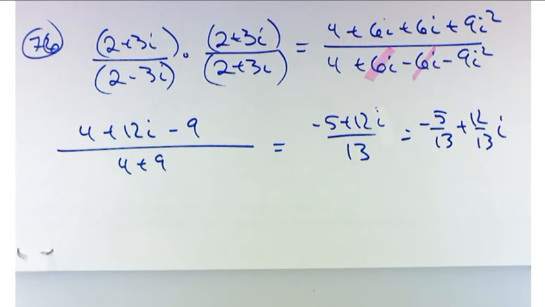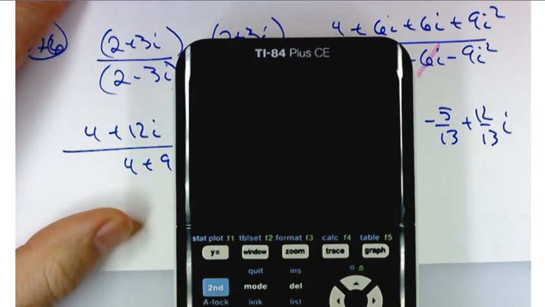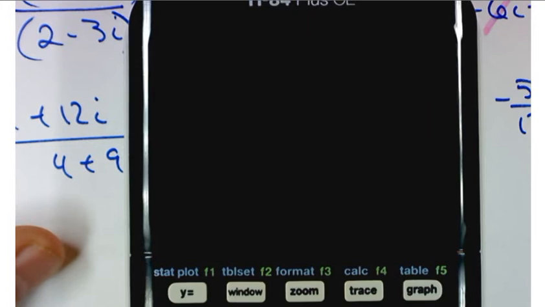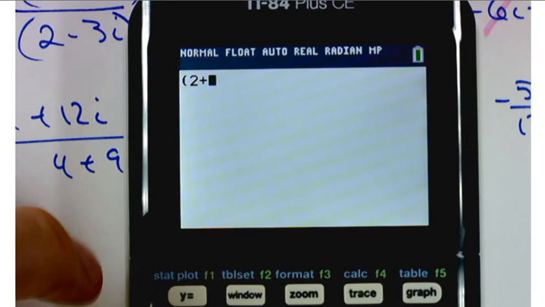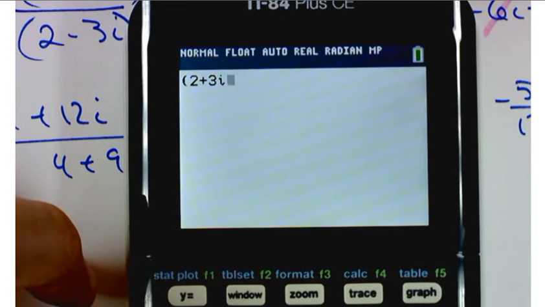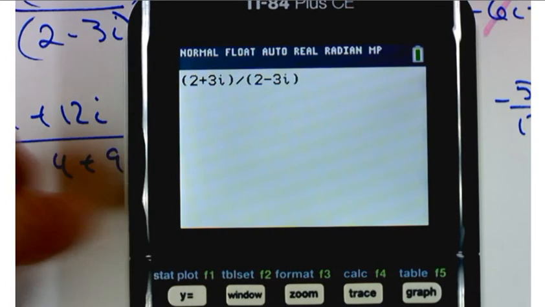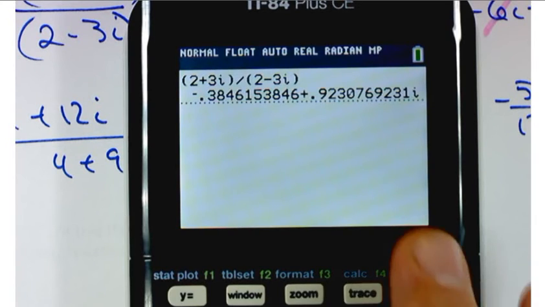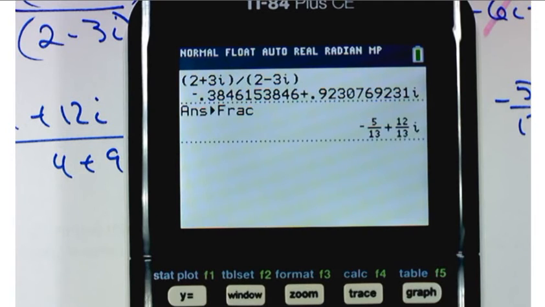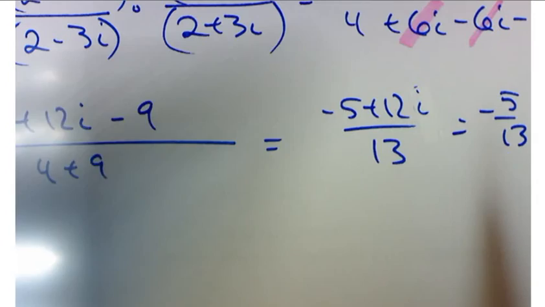I think you can do division as well as multiplication on your calculator. So again, if I gave you a problem like this, I would want to see the work. But if you do 2 plus 3i divided by 2 minus 3i, you're going to get some strange decimal answer, which looks very, very unhelpful. But if you hit the math key and turn your answer into a fraction, you get exactly what we got. Negative 5 plus 12i, both of those over 13. Nice.